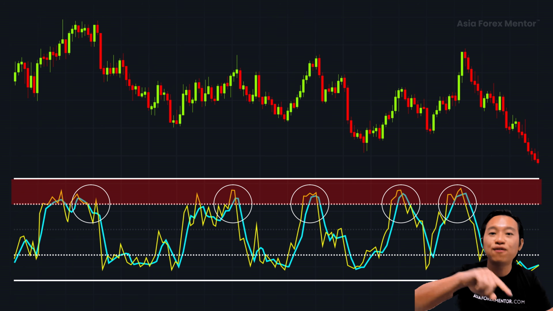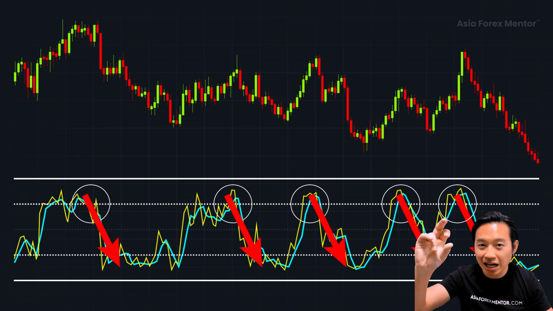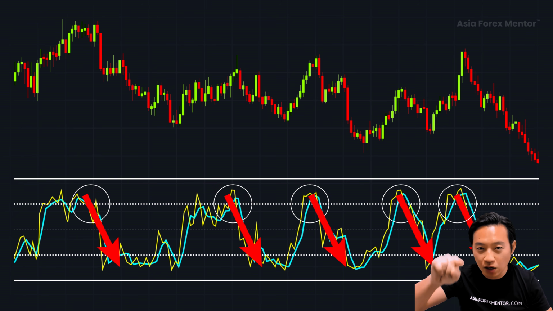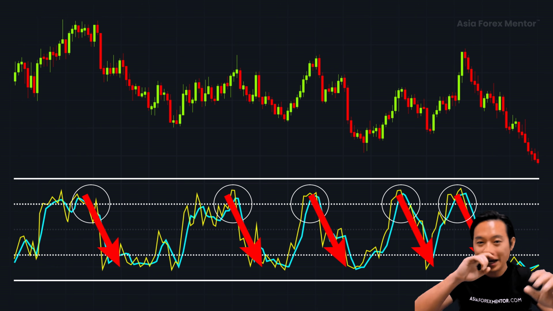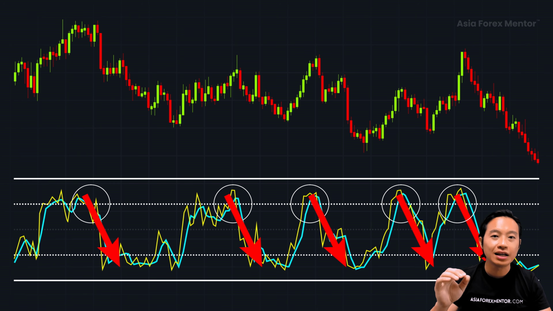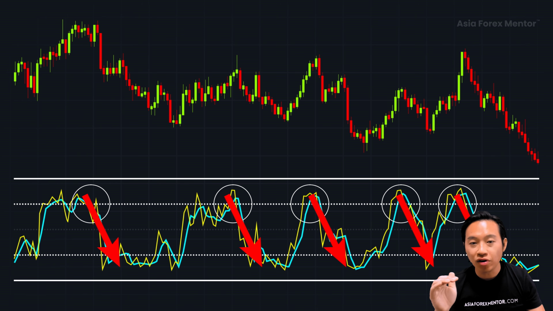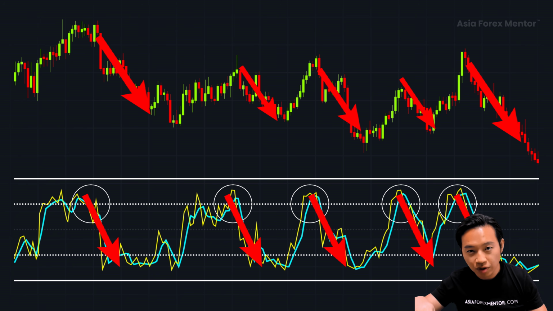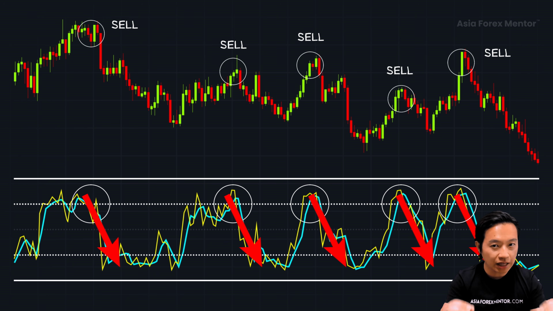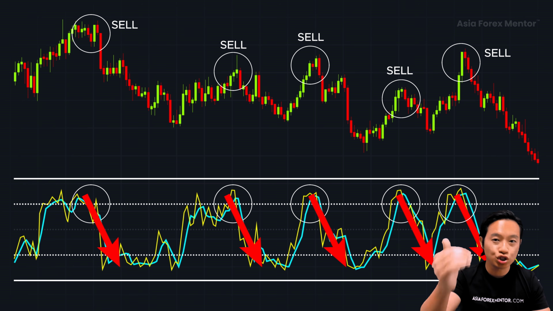So once the price falls below, not staying above the level, once it goes below the 80 line, this suggests what? The downtrend may now be ready to continue. So this would create potential areas to go short, to sell.